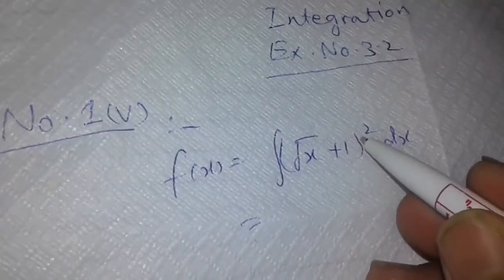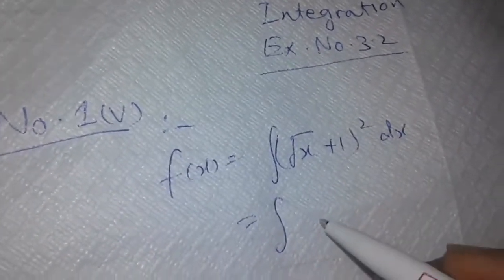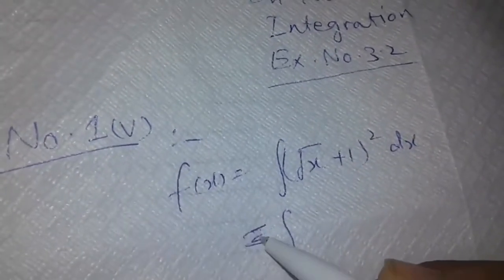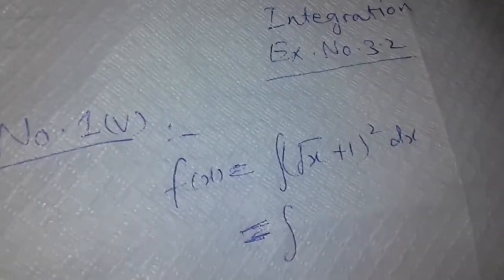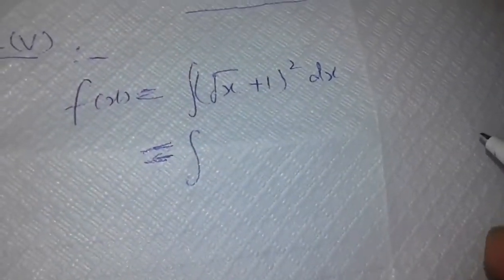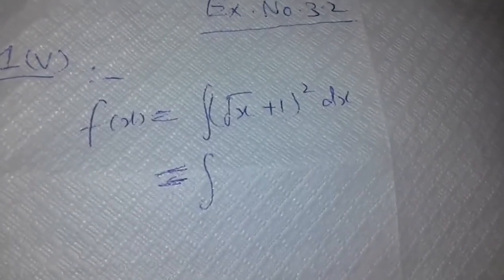Here is the whole square of the function. So first of all we will open this square and then we will integrate it, because if we do not open the square then the function will become complicated. So that's why we will first open the square of the function and then we will integrate it.